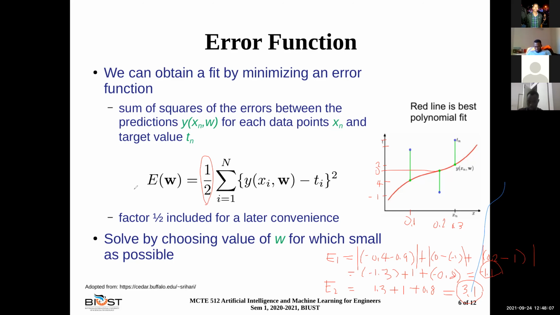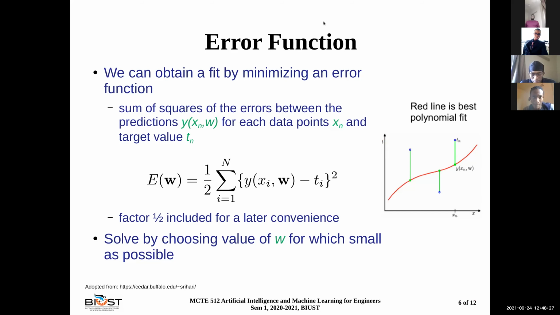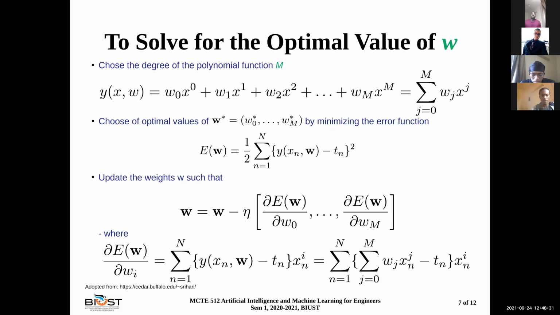Now we need to solve for the W that is optimal. In order to get the optimal value of W, we take the derivative of the error with respect to W. So if we take the derivative of that, there.